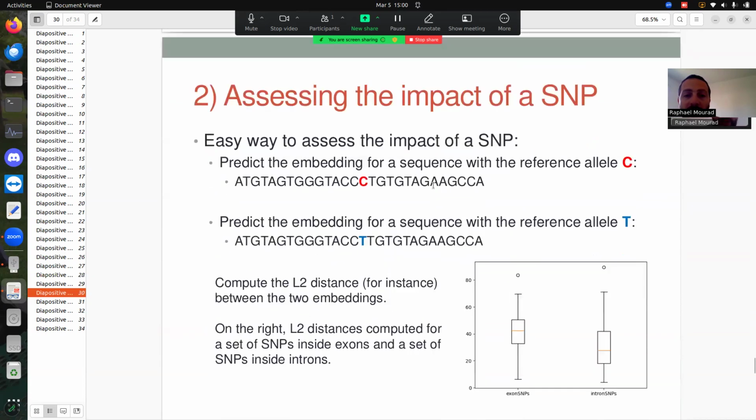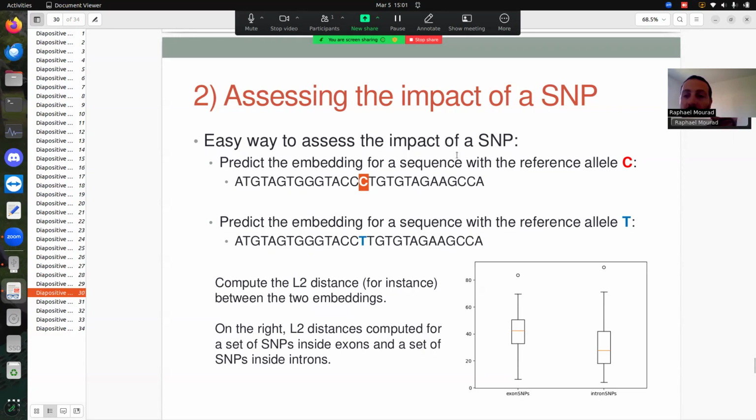So for instance, we can imagine that here I have a DNA sequence. The letter here is a C. And the same sequence, instead of a C, I have a T. So it is what is called a single nucleotide polymorphism. It's a SNP. So here it changes from C to T. You can take this sequence, send it to the LLM and compute the embedding. Okay? You can do the same with this sequence and you compute the embedding.